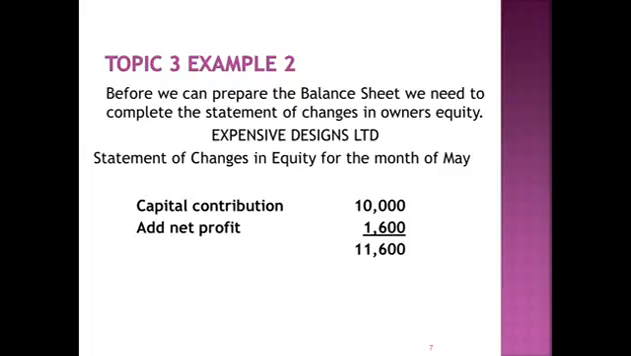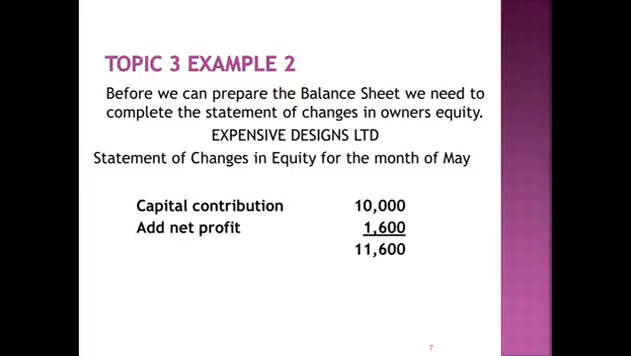The second thing that we need to prepare before we can prepare the balance sheet is the statement of changes in owner's equity. Again, it has a heading. We head it up with the name of the entity, Expensive Designs Limited, and this is the statement of changes in equity for the month of May. This one tells the story of what has changed in owner's equity during the month. What's happened in this month is the owner has contributed $10,000 and the company has made a net profit of $1,600. That $1,600 comes from the income statement.